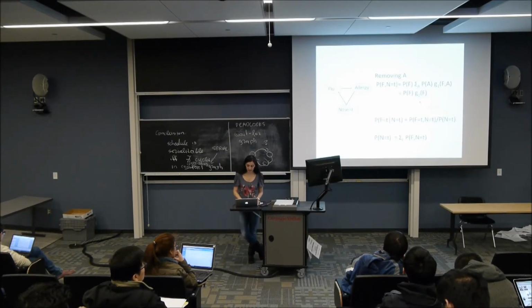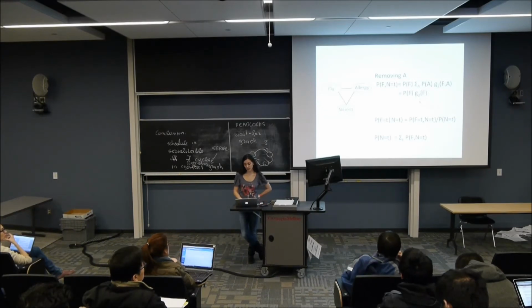Okay, so if you look at this, this is actually the probability of n equals true given f, if we're interested in that, because the joint probability of f and n is equal to the probability of f times the probability of n given f.